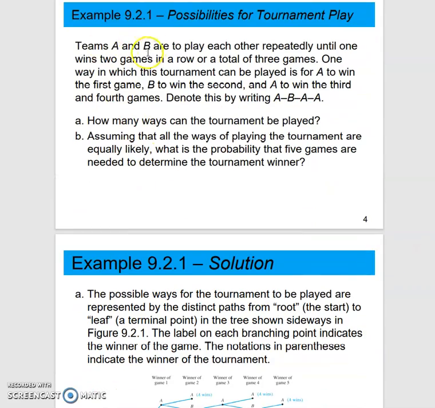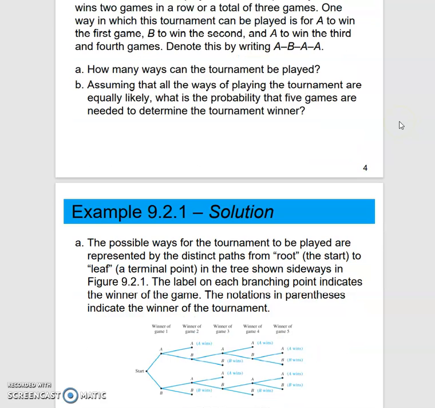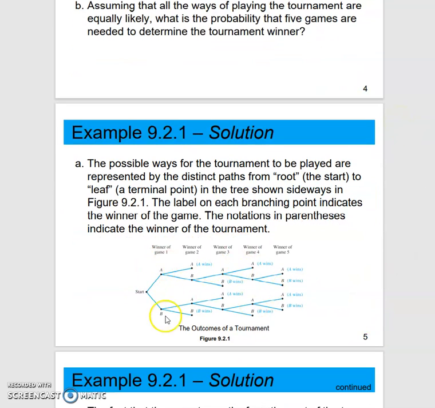So let's say we've got two teams, A and B, that are going to play each other until one wins 2 games in a row or a total of 3 games. So for example, if we have A, B, A, that would be one possibility. So first of all, let's just try and list that. How many ways can this mini tournament actually work out? So this is where we're going to make this tree.